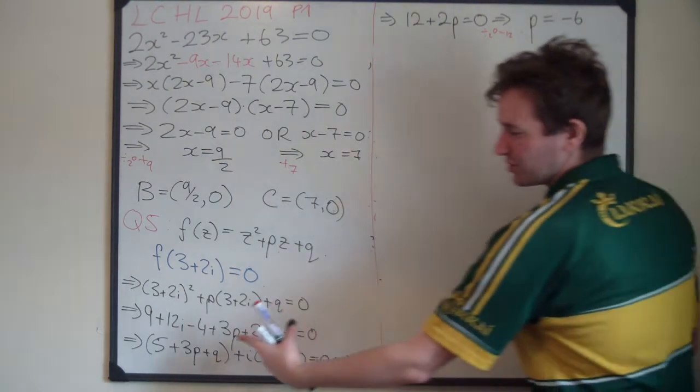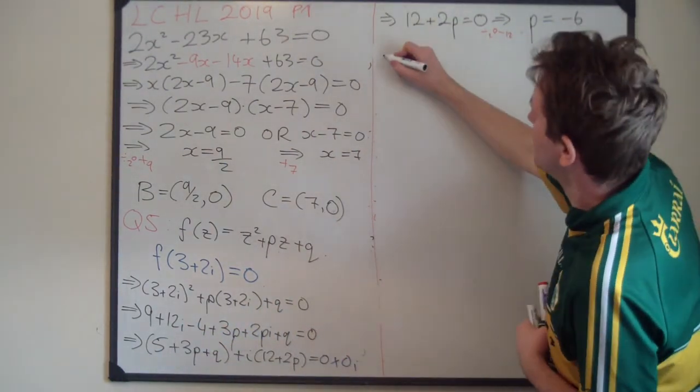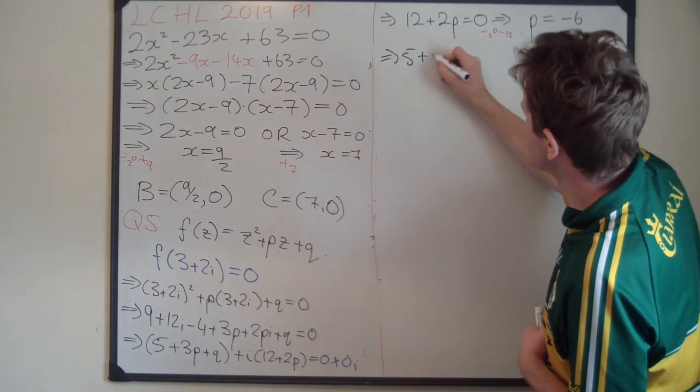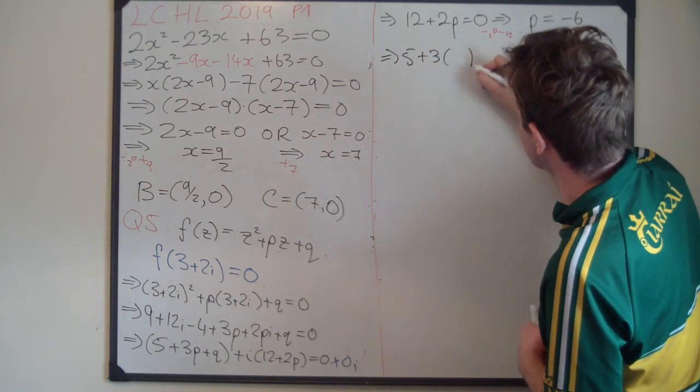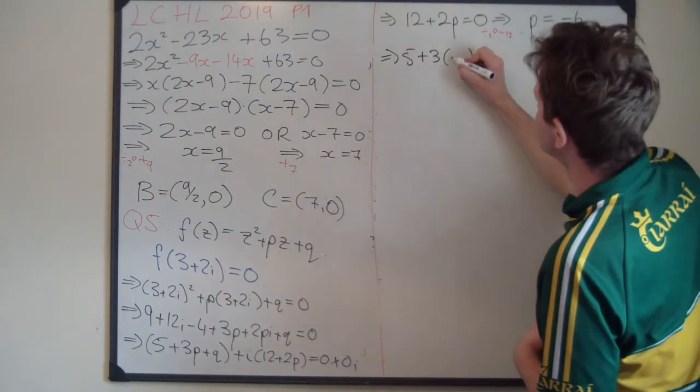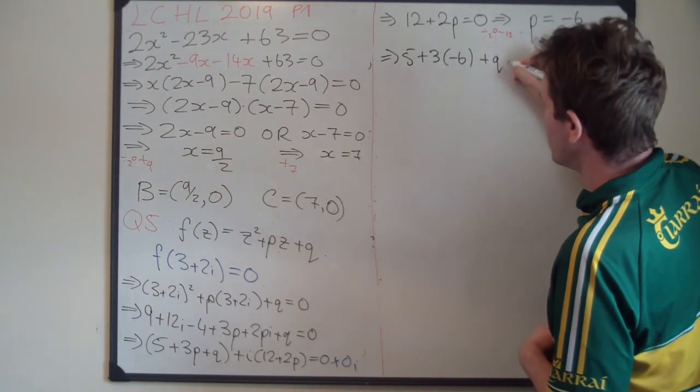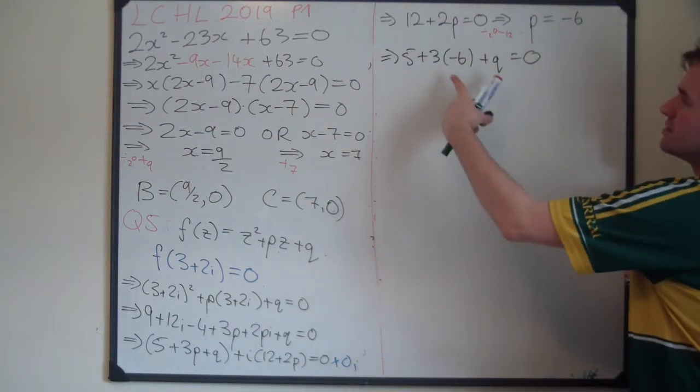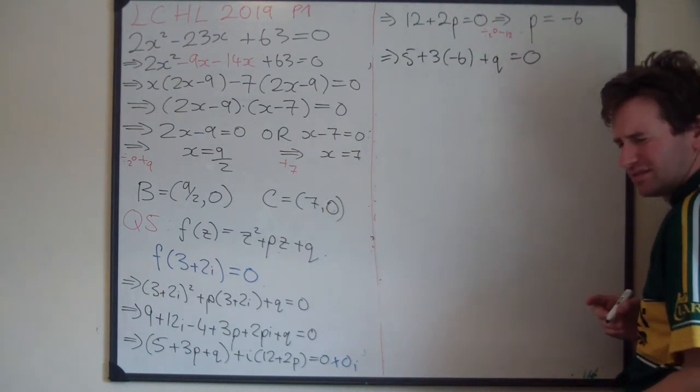And now, because you know p, this equation is fairly handy. So you have 5 plus 3 times p, where p is minus 6, plus q, that must also equal 0. So this looks like 5 minus 18, minus 13.